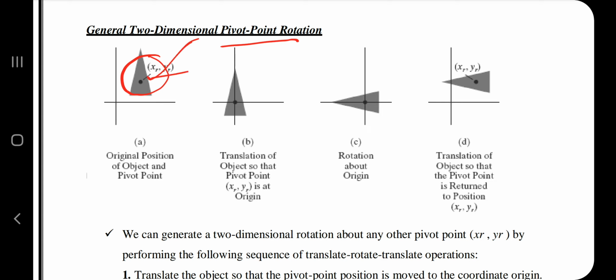The xr and yr are the points where the triangle is presented. First you have to transform this to the origin, because the rotation formula is defined for the origin itself. You cannot use the rotation formula for this one. So you have to translate it to the origin, then rotate it, then inverse translate it. Here comes the relevance of composite transformations.